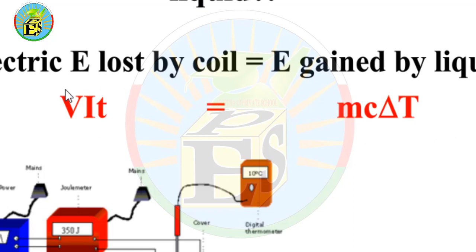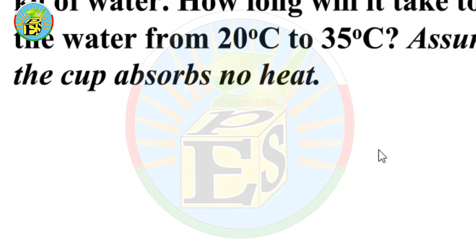Electric energy equals VIT equals mcΔT, where V is the potential difference, I is current, and T is time, plus the cup, but we neglect the energy absorbed by the cup.